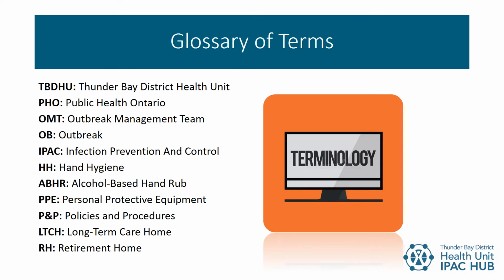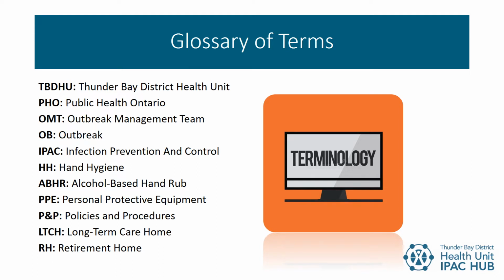At the health unit and with our Ontario ministries, there tends to be a large use of acronyms. So we started to collect some of the acronyms here for your review, just in case any of these are new for you. So TBDHU stands for Thunder Bay District Health Unit. PHO is Public Health Ontario. OMT will be Outbreak Management Team. OB is for Outbreak. IPAC is Infection Prevention and Control.